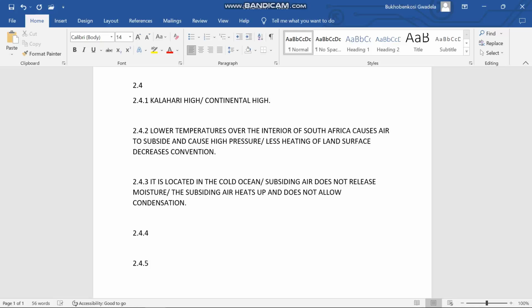or to the interior of South Africa. To the land of South Africa, meaning that it's going to heat, it's going to increase its temperature, and it's not going to undergo the process of condensation and cause precipitation, or rainfall. So it does not allow condensation to take place. Yeah, that's how it goes.